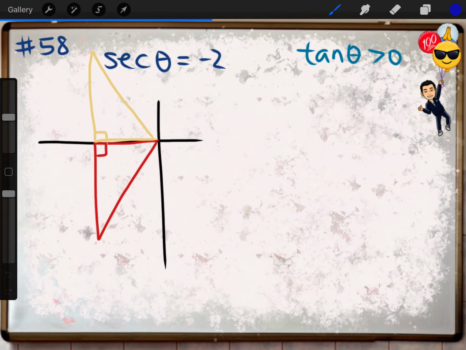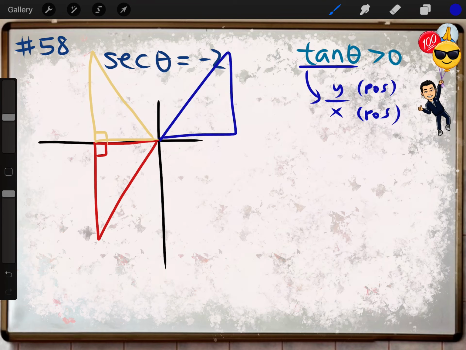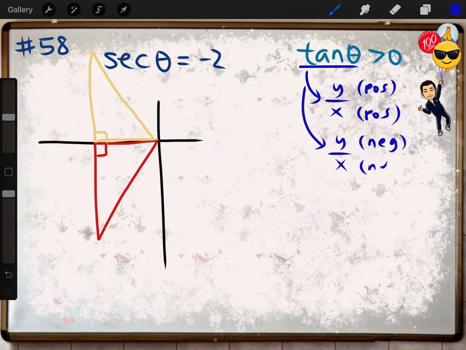All right, so last question before part 1 is over. Number 58 says that tangent is greater than 0. Okay, so you have to analyze it. Tangent is y over x, and if it's greater than 0, it could be positive for both, so it could be in quadrant 1, right? But you could also have another possibility: if both of them are negative, then it's going to be in quadrant 3.